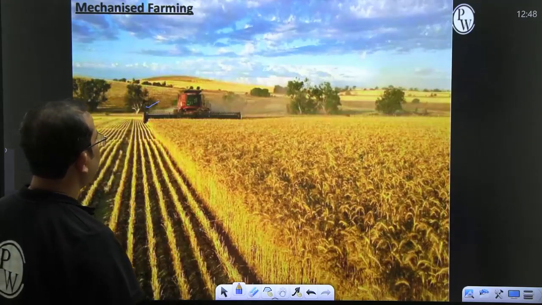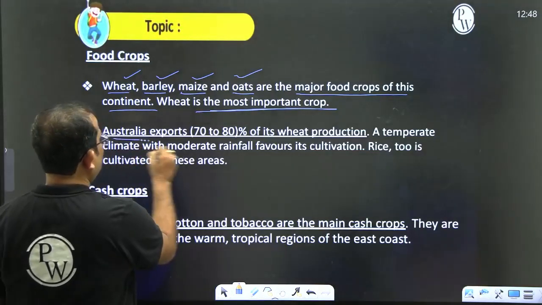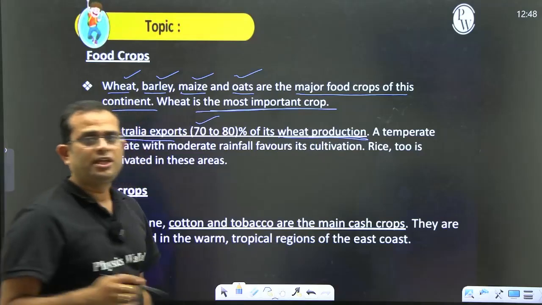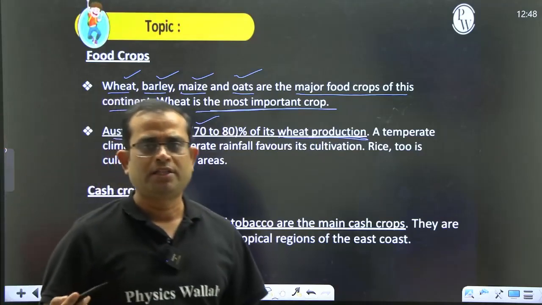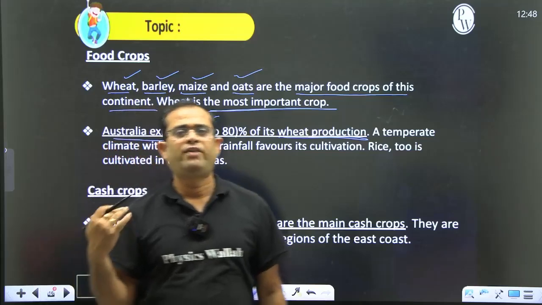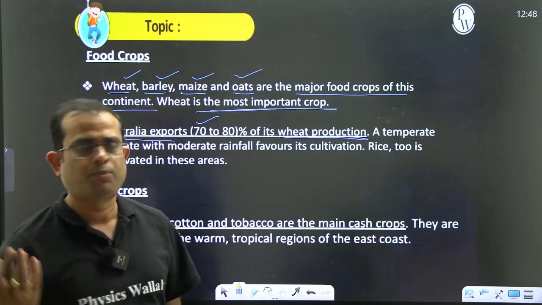Okay, next we will see Australia exports 70 to 80% of wheat production. Okay, out of all the production in Australia, 70 to 80% of the wheat production is exported.